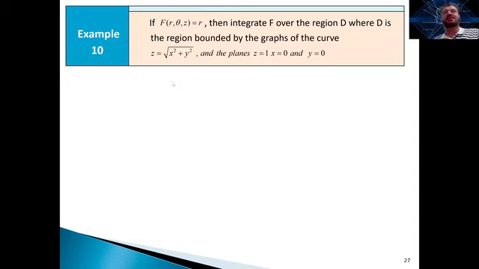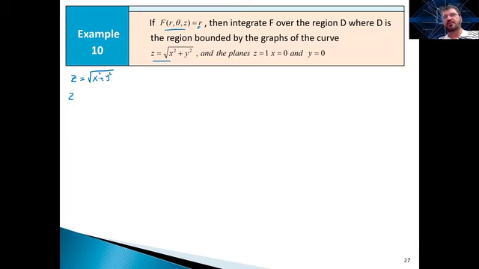All right, guys. Now he says, if this is your f of r theta z, so you know this is cylindrical, is equal to r, then integrate f over the region D, where D is the region bounded by these curves. Now, let's take the first one. z equals the square root of x squared plus y squared.